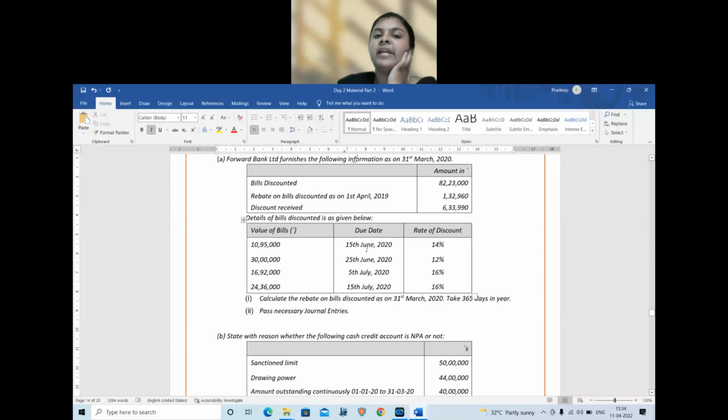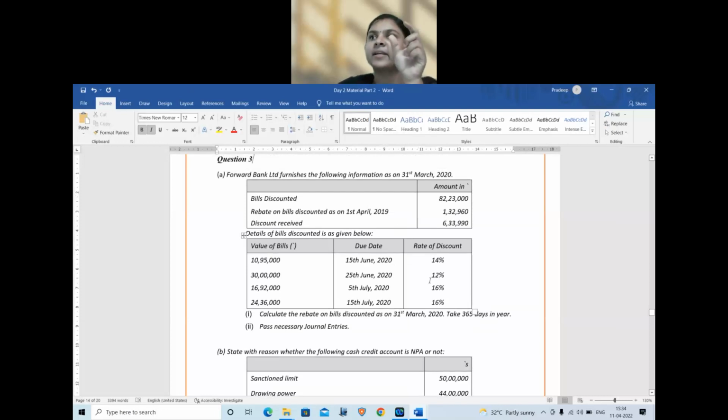Bills discounted: we need to calculate the amount of unexpired rebate by taking the last date as 31st March till the due date. So from 31st March till the due date, we will calculate the number of days and the unexpired rebate accordingly. And accordingly, remember, opening rebate has to be added, closing rebate needs to be subtracted. Journal entries are also asked. The solution with the journal entries will be posted. You can cross verify. I believe this question is simple. You can solve on your own. Okay, so we are not discussing this at length.